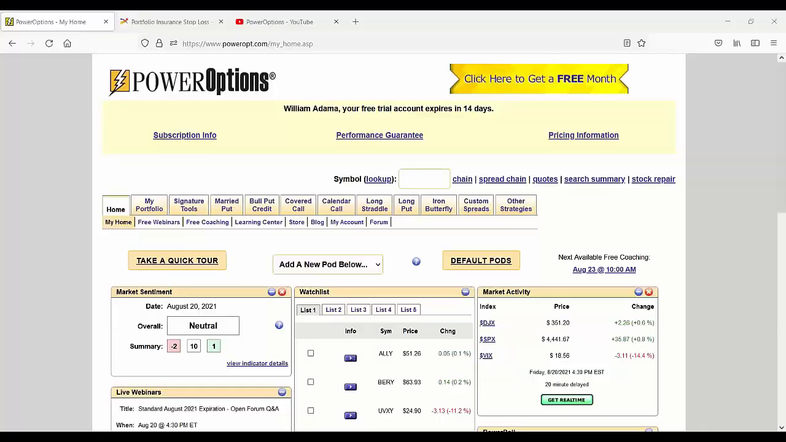Don says, does PowerOptions software allow for inputting our trading goals and then produce the output of possible trades? Well, in a sense, Don, that's what the search tools do. Let me explain that. So Don's saying he needs a trading plan for something along the lines of he wants to do a covered call and wants to make a minimum of 2% return.